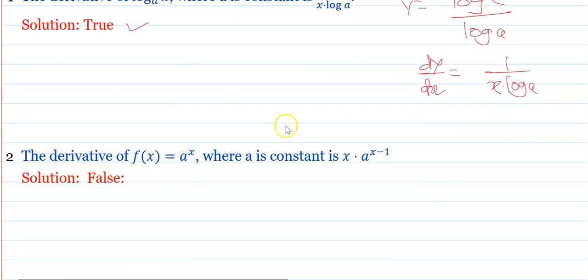Next, the derivative of f of x is equal to, again I will repeat, the derivative of f of x is equal to a raised to x, where a is a constant, is x into a raised to x minus 1. This is wrong. That is the derivative, means what? F dash of x. The derivative of a raised to x is a raised to x into log of a. This is the answer. And hence, this statement is false.